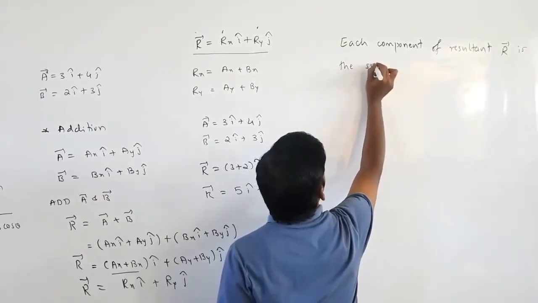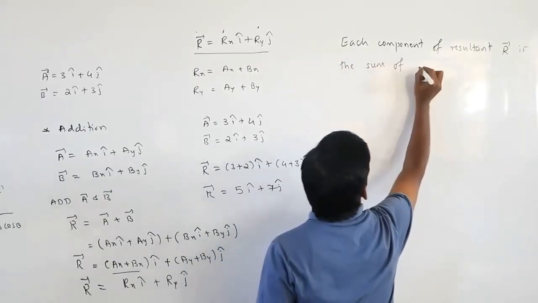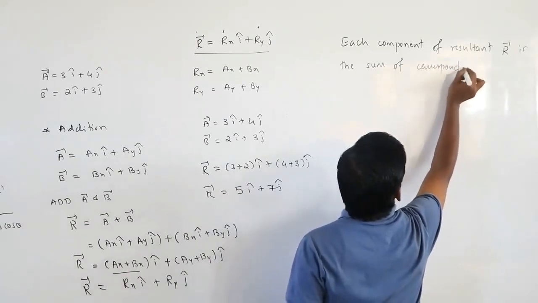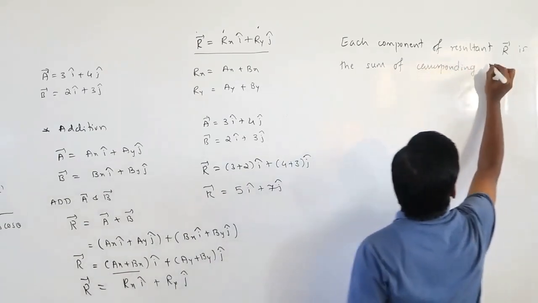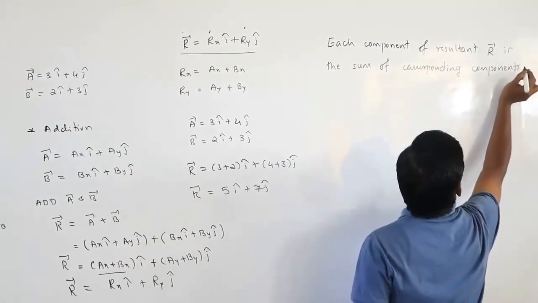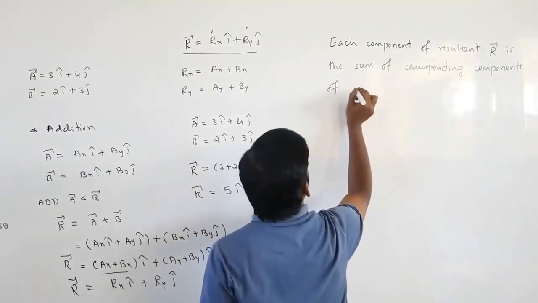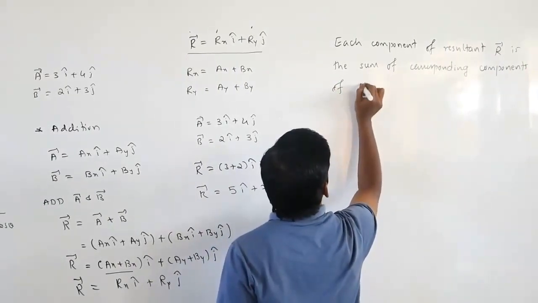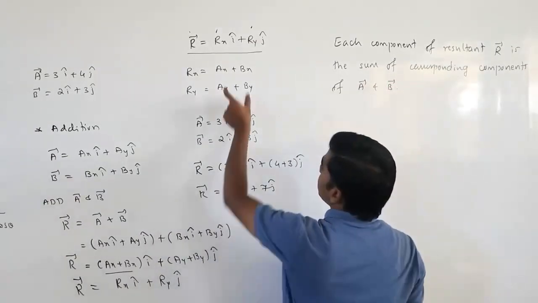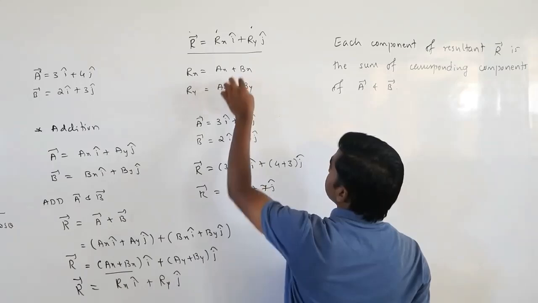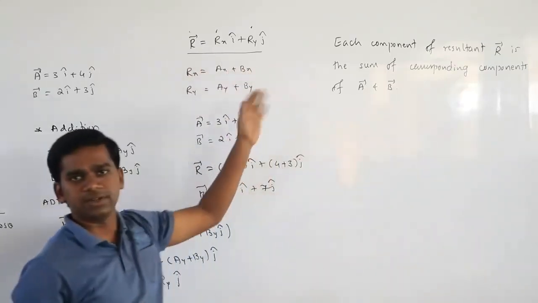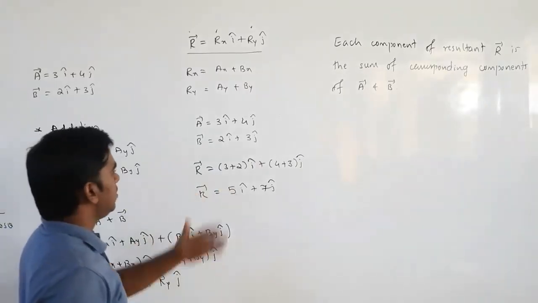So the resultant R is the sum of corresponding components of vector A and vector B. We were adding their corresponding components, x with x, y with y, so we will get the components of the resultant. This is the statement you can give.